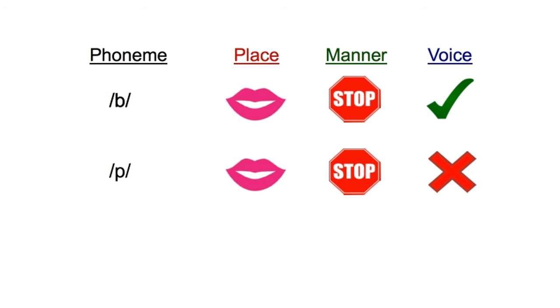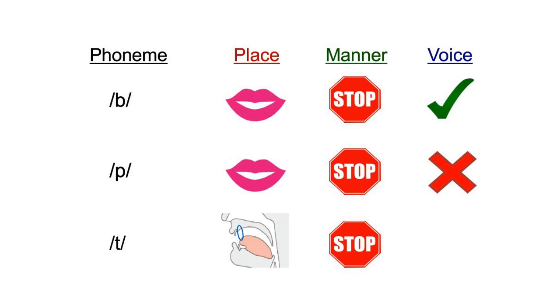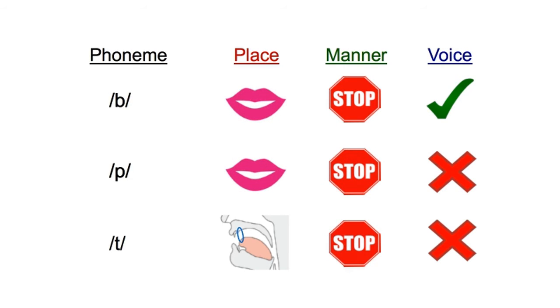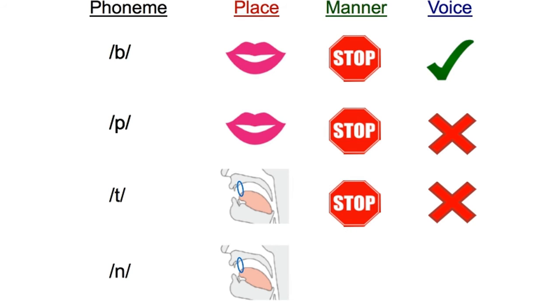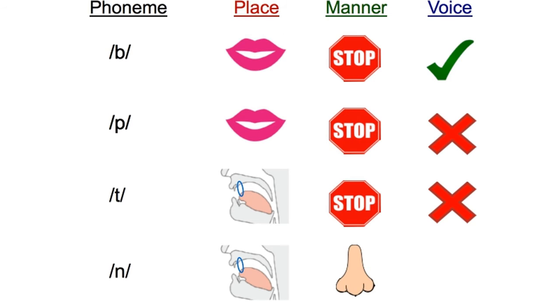Like p and b, the phoneme t is also produced by stopping airflow, but for t, the tongue is brought to the ridge of the mouth to do so. So t corresponds to place equals ridge, manner equals stop, and voice equals no. Like t, the phoneme n is also produced with the tongue at the ridge of the mouth. But for n, air flows steadily through the nasal cavity. So n corresponds to place equals ridge, manner equals nasal, voice equals yes.